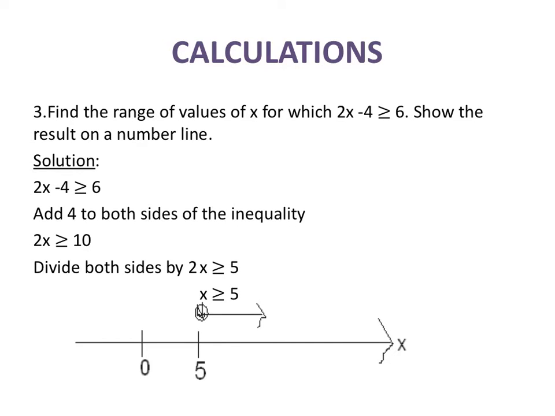3. Find the range of values of x for which 2x minus 4 is greater or equal to 6. Show the result on a number line. Solution: 2x minus 4 is greater or equal to 6. Add 4 to both sides of the inequality. 2x is greater than or equal to 10.